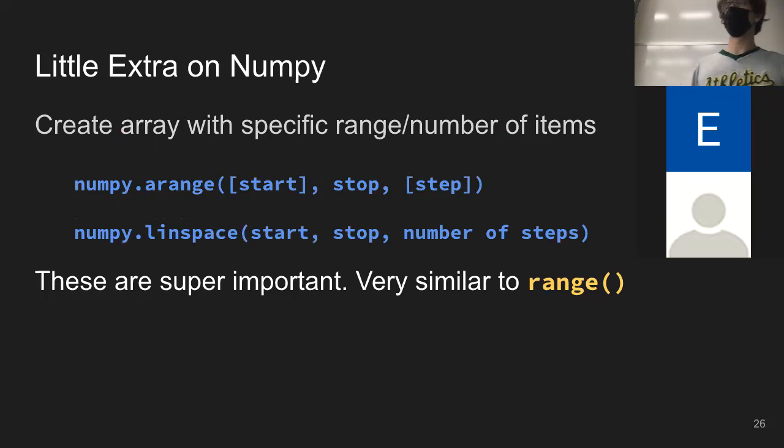In NumPy, you can create arrays with a specific range or number of items using numpy.arange, where you give a start, stop, and step. If you wanted to go from 1 to 100 in increments of 2, you would use numpy.arange(1, 100, 2), and it would go 1, 3, 5, 7, etc. numpy.linspace is similar, except the last argument is the number of steps rather than the step size. You would do numpy.linspace(0, 2 pi, 100), and then each step size would be 2 pi over 100. These are very important for plotting and very similar to the basic range function implemented in Python.